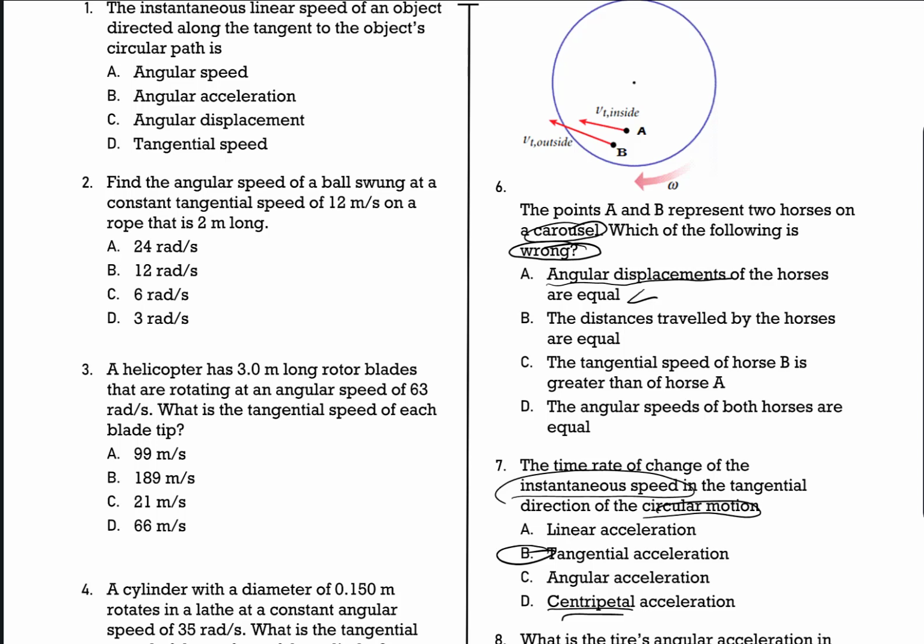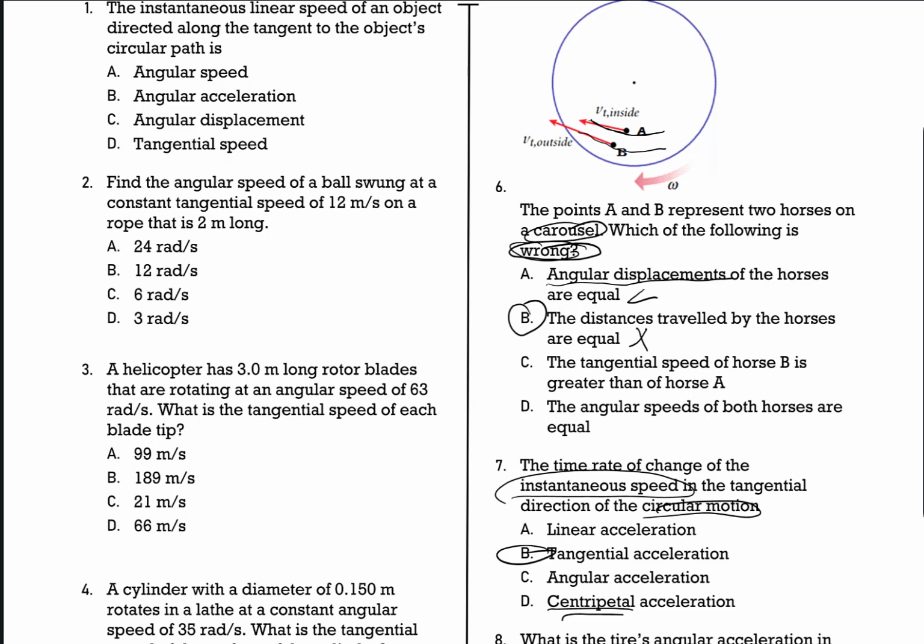The distance traveled by the horses is equal. We know that the distance traveled by the horses is called arc length. The outside horse travels a longer distance than the inside horse. So the distances traveled by the horses cannot be equal at equal times. Then this is incorrect, and since we are looking for a wrong answer, this is the correct choice for that question.